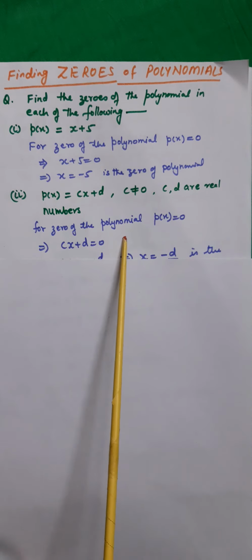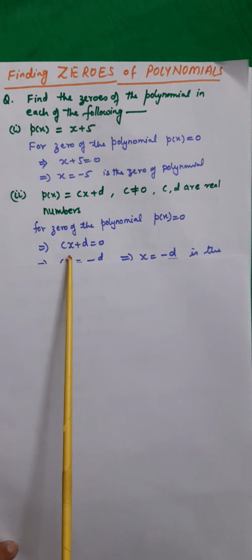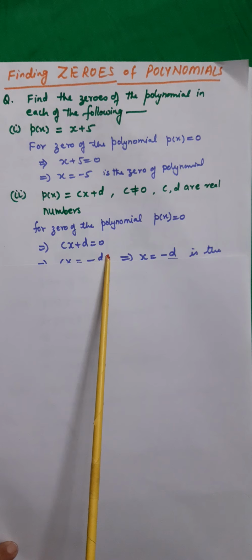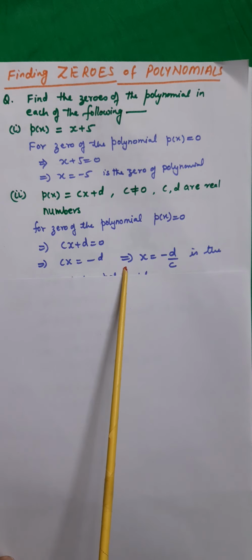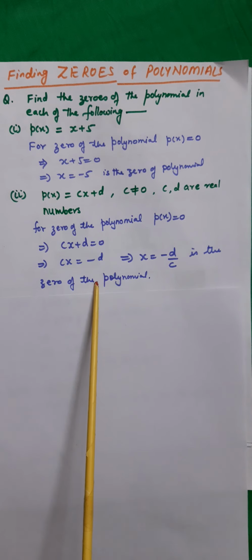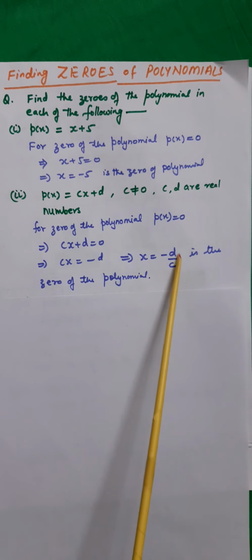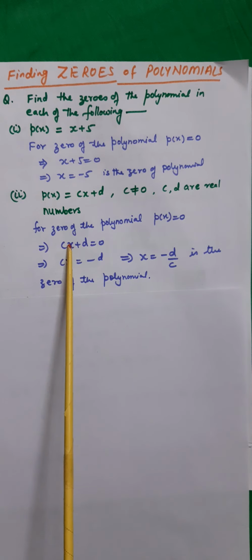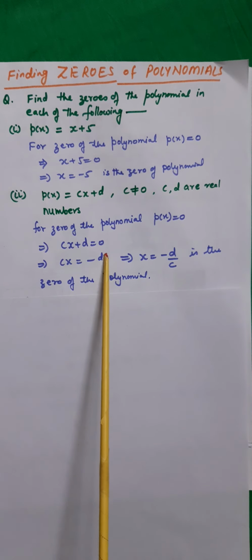Again, for a zero of a polynomial, p(x) will be equal to 0. This implies cx + d = 0, which implies cx = -d, and this implies x = -d/c is the zero of the polynomial. Let us understand: if I substitute x = -d/c, it will make the polynomial 0.